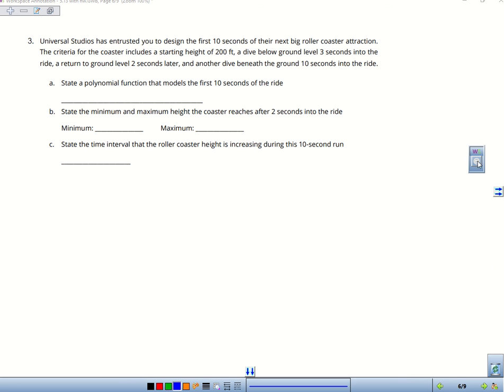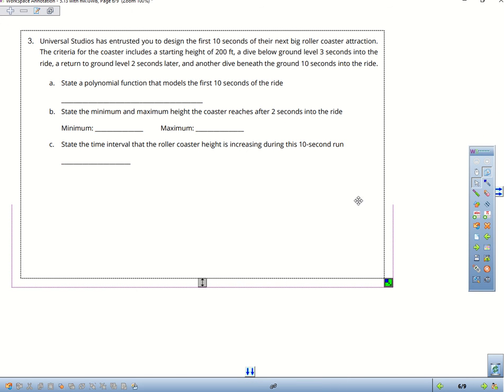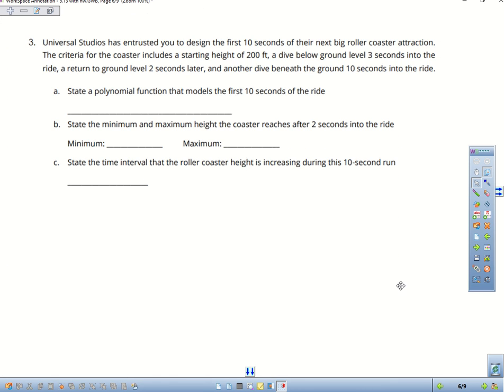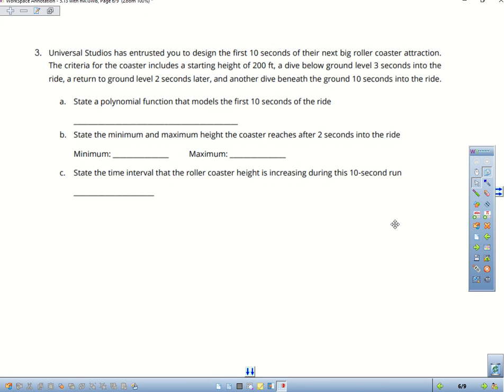Okay. This question here, I'm actually going to give you the function because I find it to be a pretty difficult problem without it. So it says Universal has entrusted you to design, first of all, they're going to entrust you to design a roller coaster. Alright, fair enough. So they've entrusted you to design the first 10 seconds of the next roller coaster attraction.